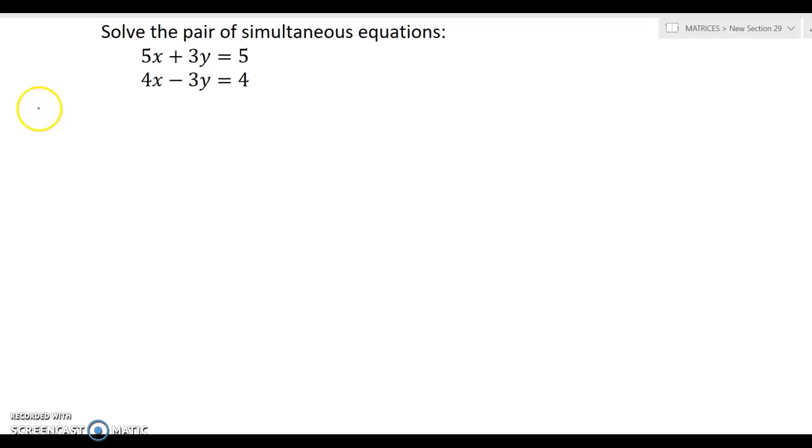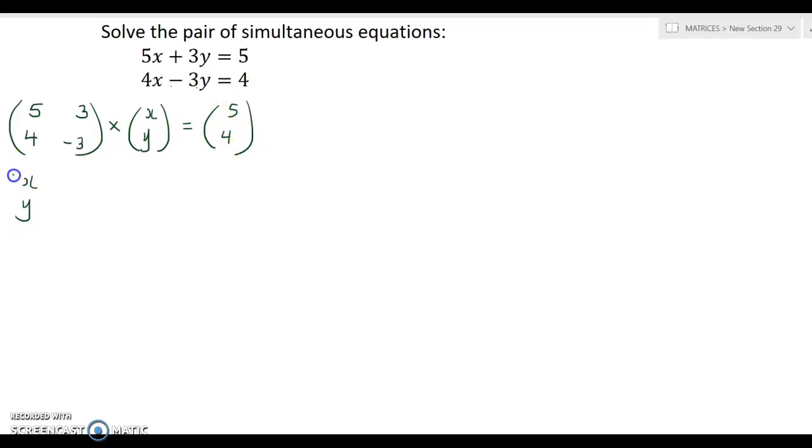Okay, let's pull out our matrix from the two equations. We have 5x plus 3y equals 5, and then 4x minus 3y equals 4. So my 2 by 2 matrix would be 5, 3, and then 4. Here I have minus 3y, so it would be minus 3 here. That's multiplied by x y, and that's equal to 5, 4. So x y is equal to the inverse of 5, 3, 4, minus 3, multiplied by 5, 4.